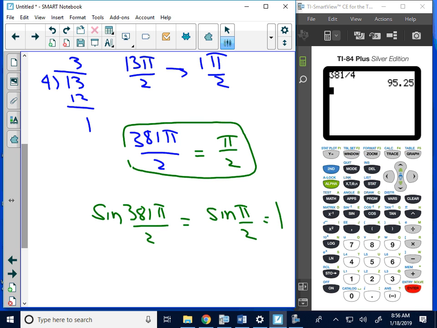Just a real quick confirmation. What is the sine of 381 pi divided by 2? Okay, and it comes out to be 1.